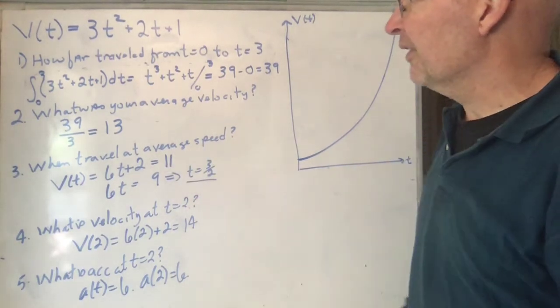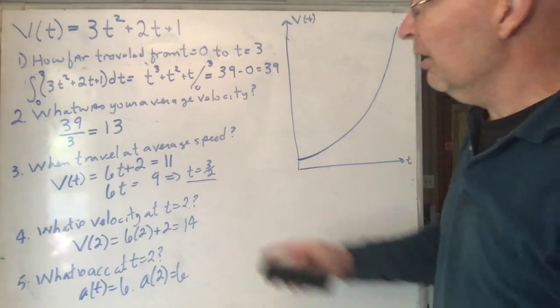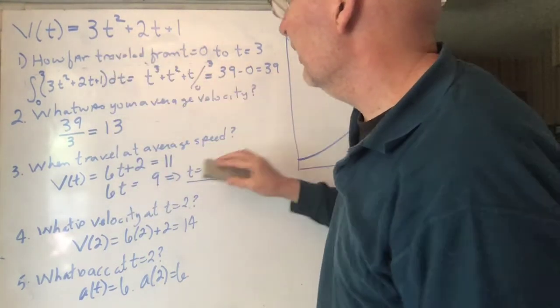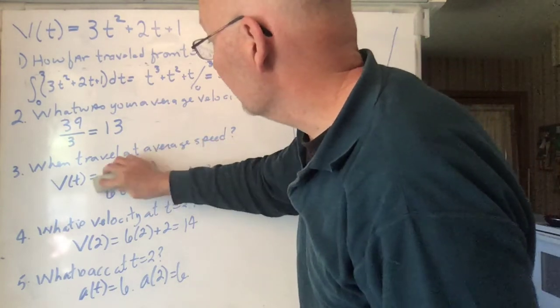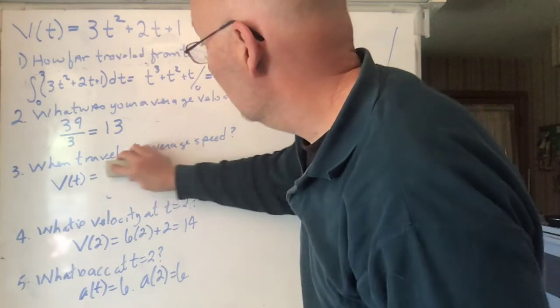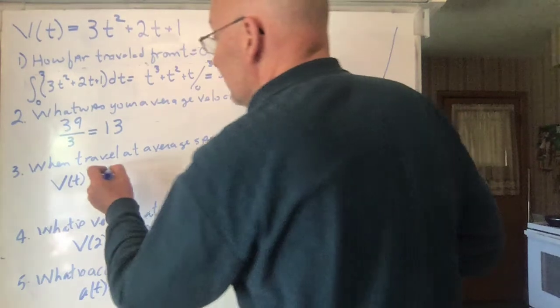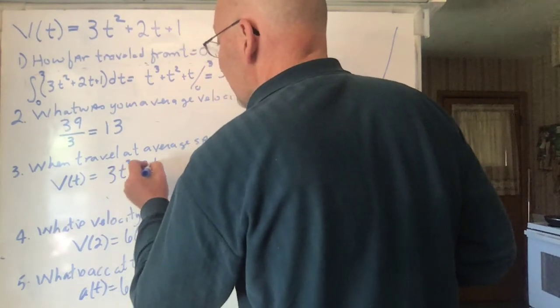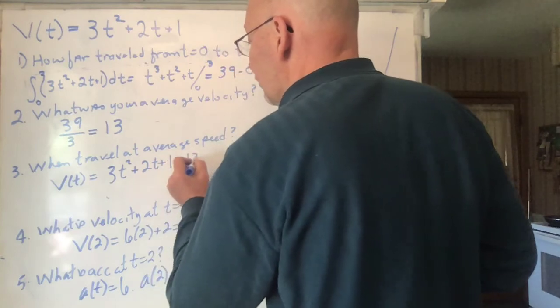When did you travel at the average speed? Well, that one's easy now. We don't have to take the derivative. There's our velocity right there. So we take our velocity, 3t squared plus 2t plus 1, and we set that equal to 13.